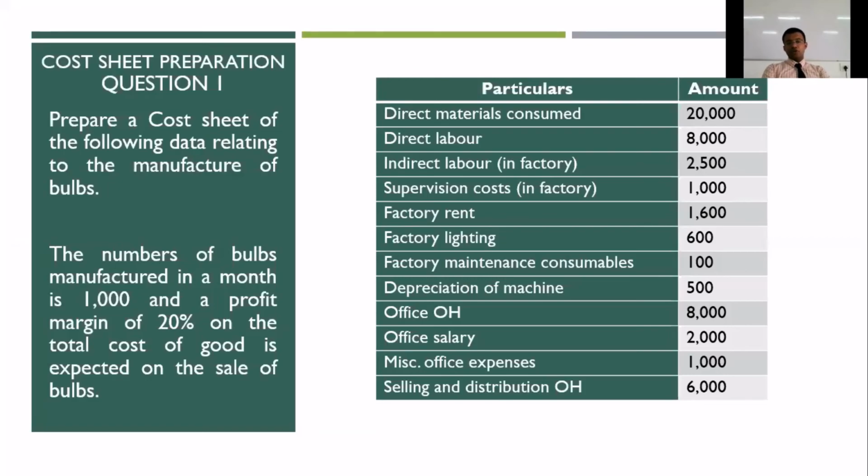Let me read out the question for you. Prepare a cost sheet of the following data relating to the manufacture of bulbs. The number of bulbs manufactured in a month is 1000, which means the total number of units that you're manufacturing is 1000. And a profit margin of 20% on the total cost is expected on the sale of bulbs. So what does that mean? Let's say if the sum total of all your costs is 100, then you want 20% profit, which means you should be selling at 120. That's what is meant by that.